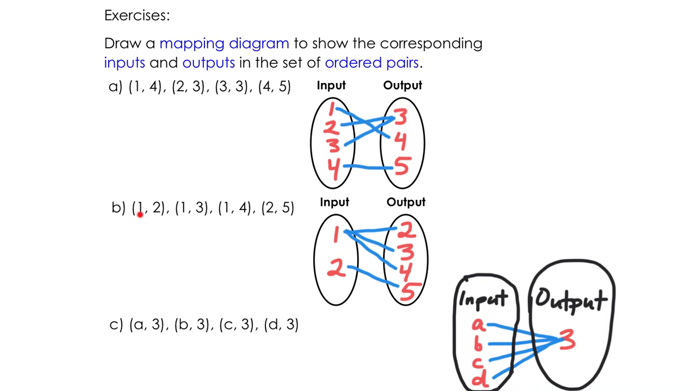Over here, 1, 1, 1. So input is 1, 3 different times, but just list it once. It's the same input, but you're going to have 3 lines coming from the 1 to 3 different outputs possible for that one input. And here, A maps onto 3, B maps onto 3, C maps to 3, and D maps to 3. So you end up with a mapping diagram like this.